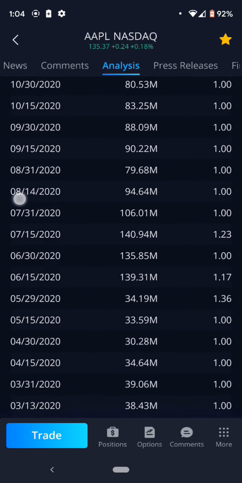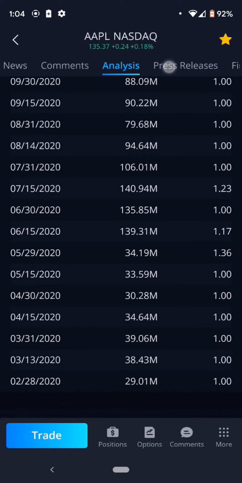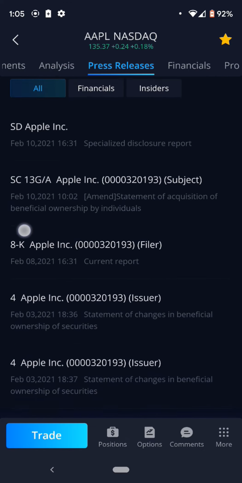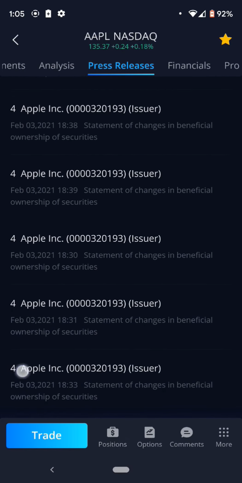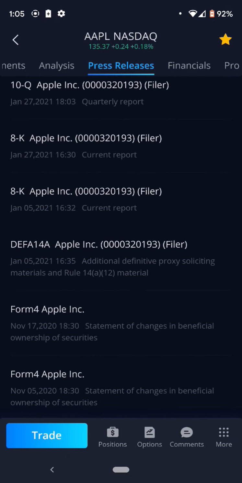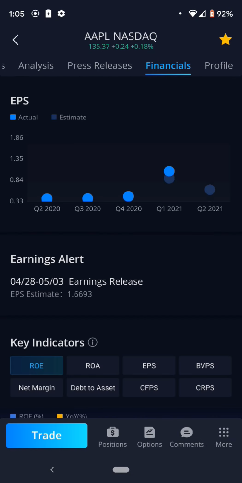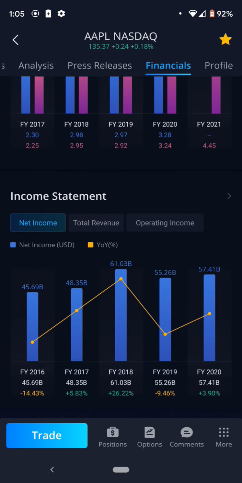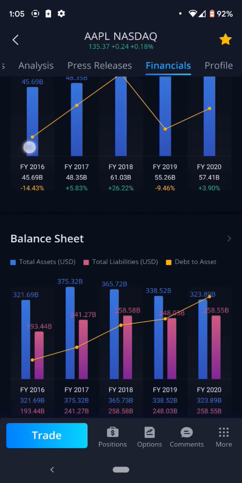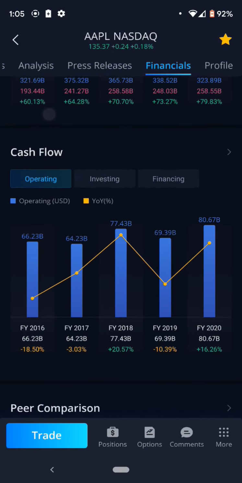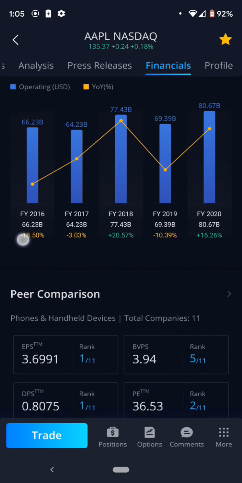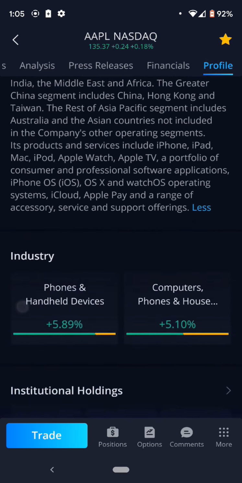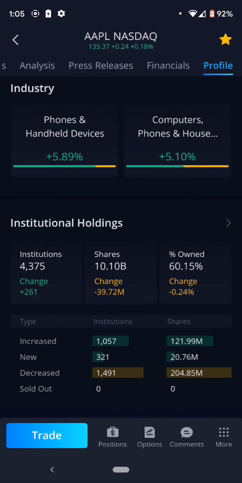Here's press releases, insider activity, financials about the company, and the profile about the company. So here's just a paragraph about the company, the industry it's in, institutional holdings. This information is used by a lot of traders to interpret buy and sell signals.